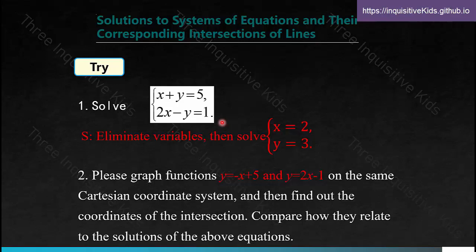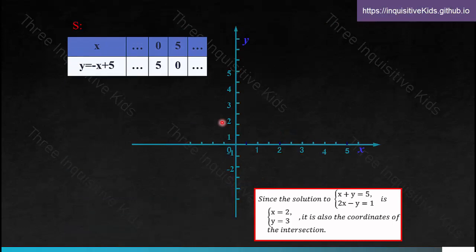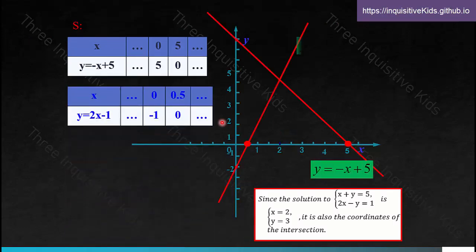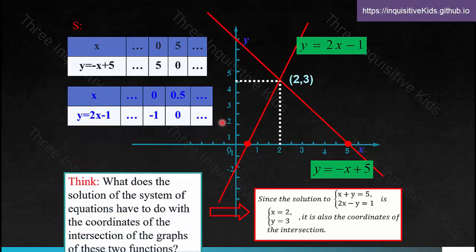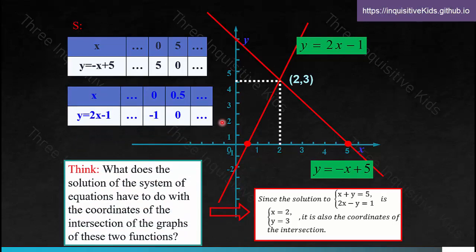Please graph the two functions on the same Cartesian coordinate system, and then find out the coordinates of their intersection. Compare how they relate to the solutions of the above equations. So now it's taking the same equations as above, but just converting them into linear functions and then plotting those on the same Cartesian coordinate system. Okay, so we do that. And then we see that their intersection is x = 2, y = 3, which also is the solution to each of these two equations.